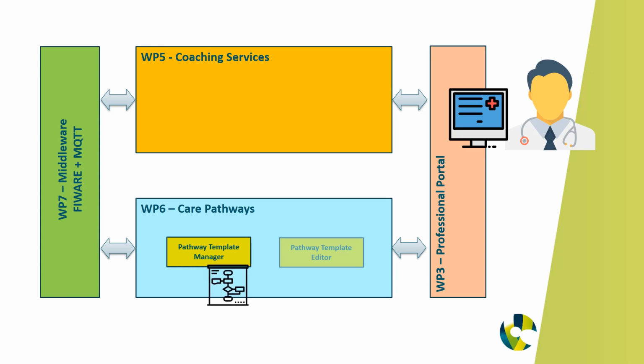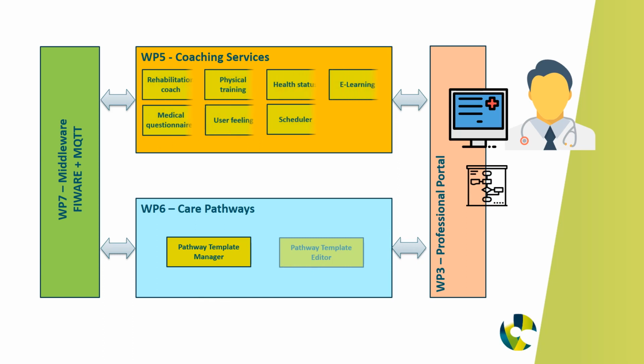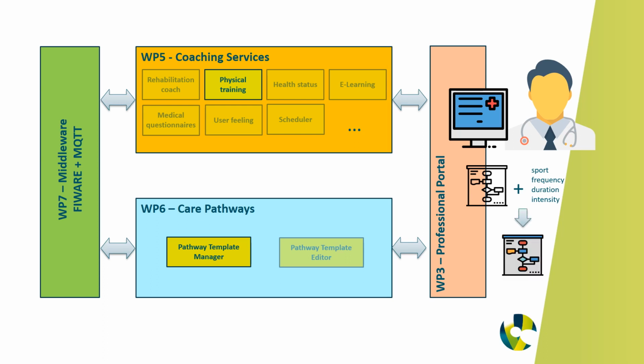The doctor fills in some parameters to define physical rehabilitation activities based on the list of services available. In more detail, it will be using a physical training service which needs information about which exercises are available, the number of sessions per week, the duration of each session, and the intensity, measured as the heart rate interval to aim during the session. The personalized template represents the rehabilitation treatment for the patient.